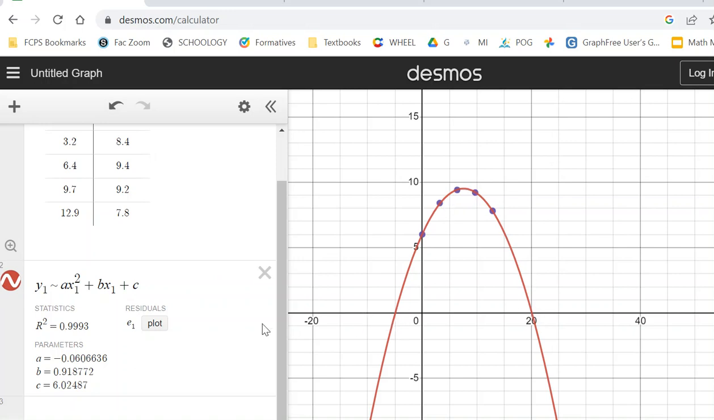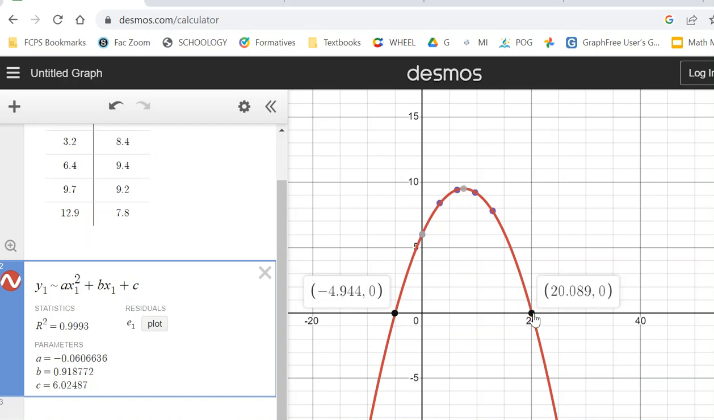And don't forget, you can click this zoom fit if you aren't able to see your dots when you make your table. I want the zeros. So here's a 0, right at negative 4.944 and 0. And here's the other 0 at 20.089, 0. In general, we are not going to have negative distances and negative times. So I'm just going to use this ordered pair, 20.089, comma, 0. So that's going to be the 0 I care about.